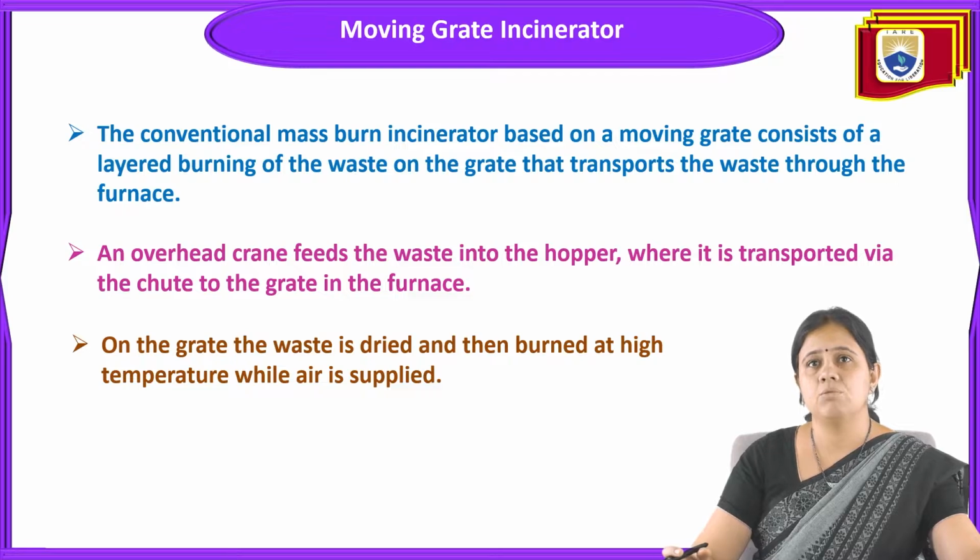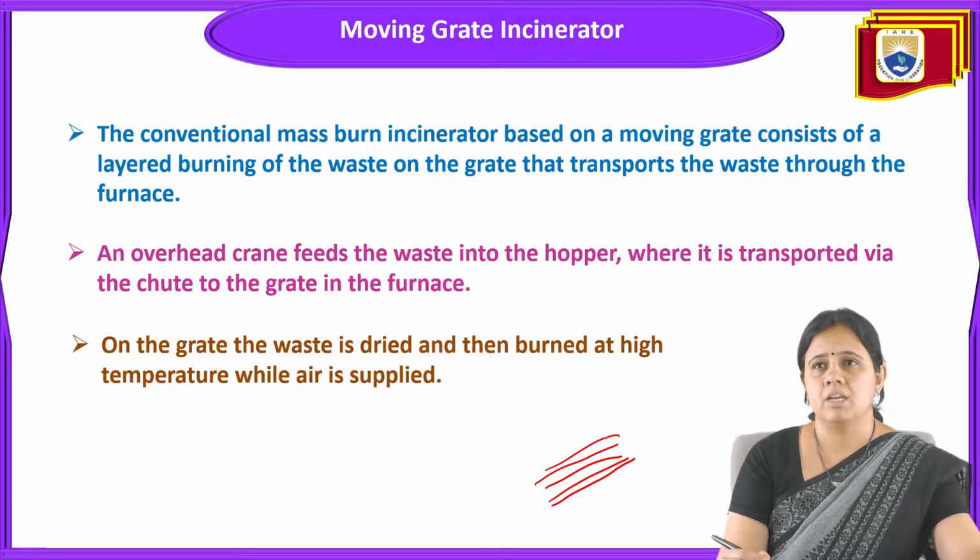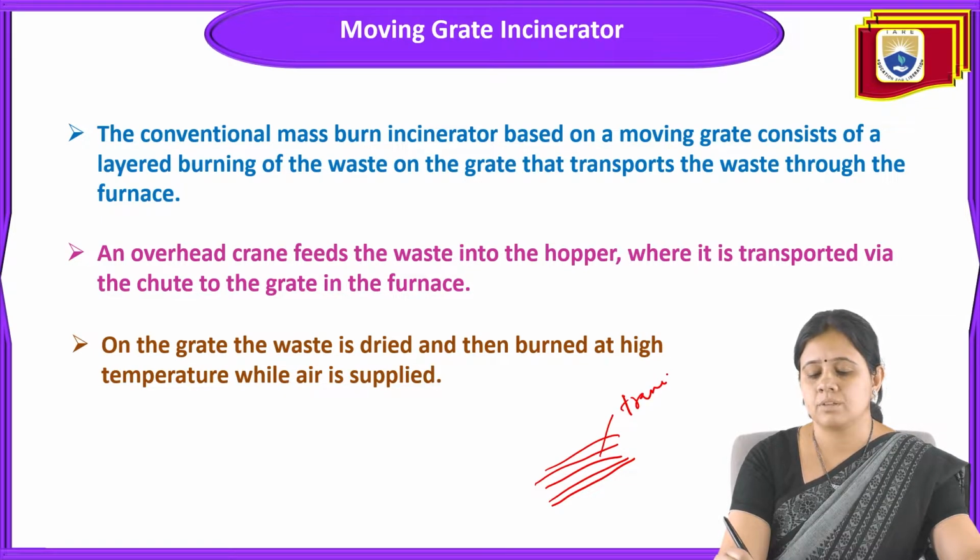What happens in the moving grate incinerator is that there are layers, and on these layers the waste starts burning. The moving grate consists of a layer, and the layered burning of waste on the grate transports the waste through the furnace.